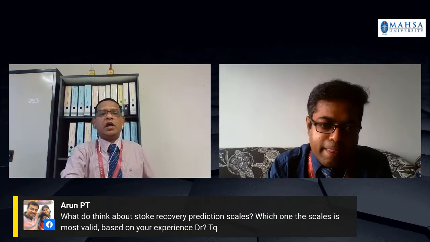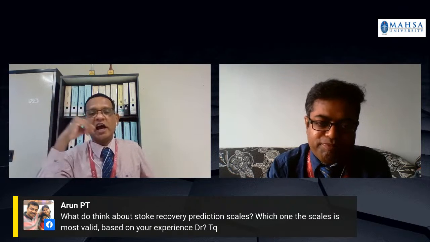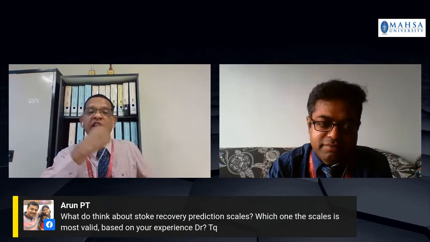The NIH scale was the only scale available in the 1990s, and even now that is an effective tool to predict recovery in acute stroke patients. And the Orpington Prognostic Scale, which I already explained, is also a very valid assessment that can be used to test the recovery in acute stroke patients.